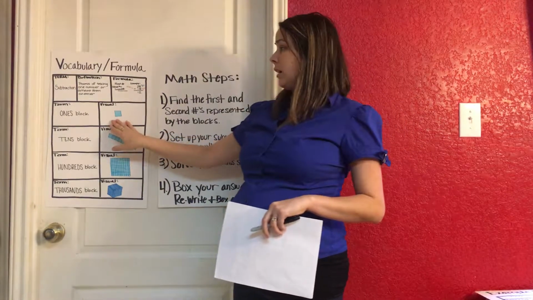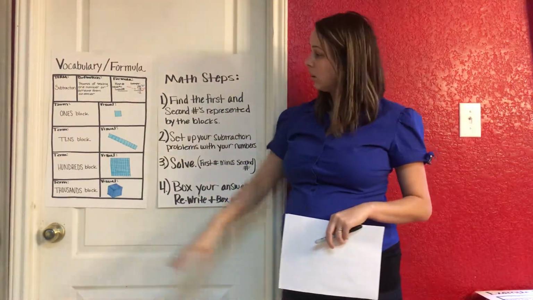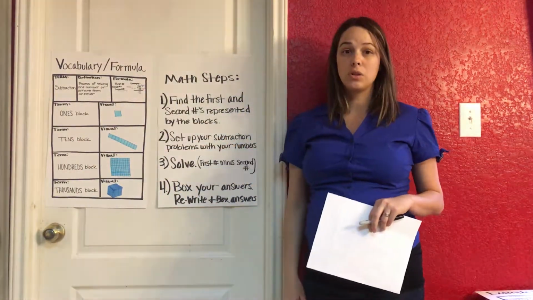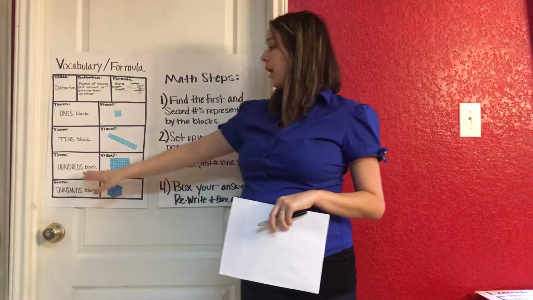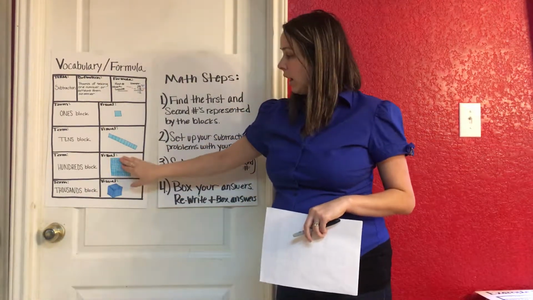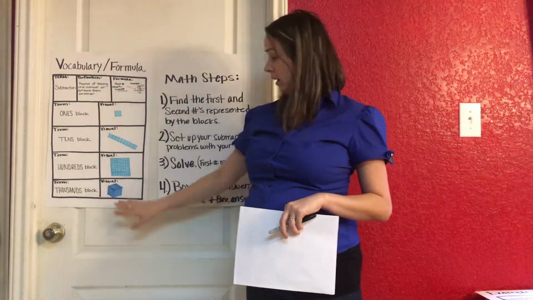We have our blocks here. This is a ones block, and it looks like this. We have a tens block, which looks like this, which is also called a rod. We have a hundreds block, which looks like this, and it's also called a flat. And then we have a thousands block that looks like this.